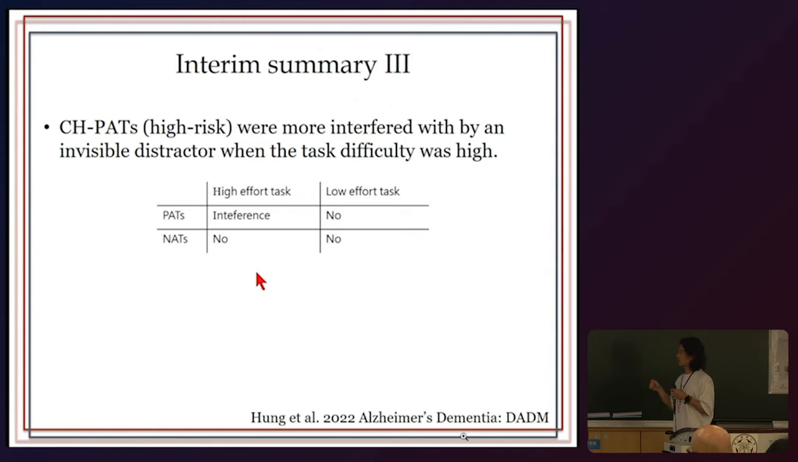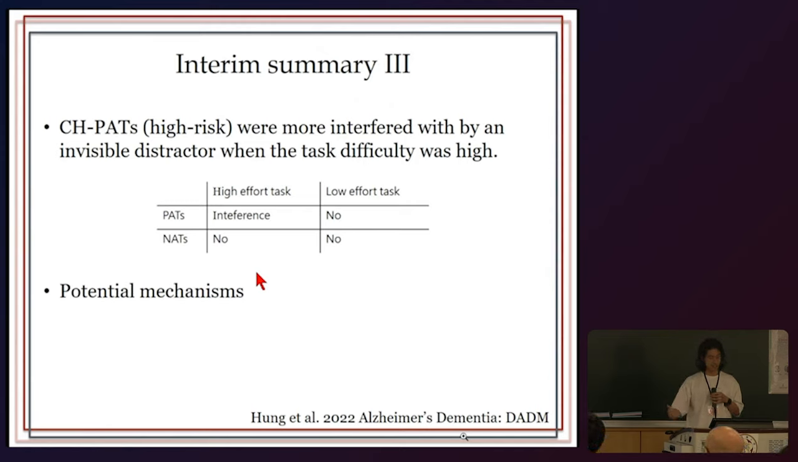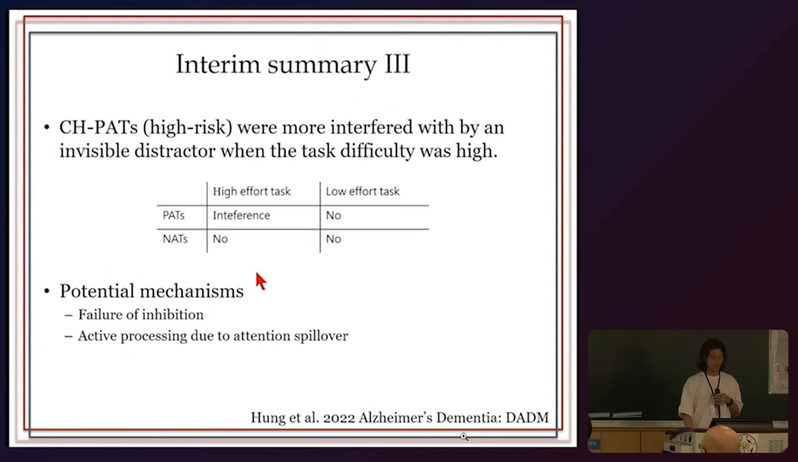At first, we thought maybe we can explain that by saying that for PET, for the high-risk population, maybe this is about inhibition of interference. So they fail to inhibit this distracting information, and that's why they got interfered. That's not the case. So in later experiments, we tried to tease apart two possibilities. The first one was what I just talked about. The second one was maybe this is some sort of active processing. The high-risk individuals are actually actively processing the unconscious distracting information, and that's why they got distracted.